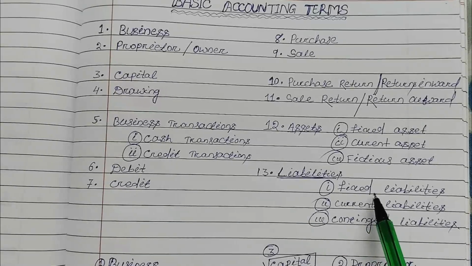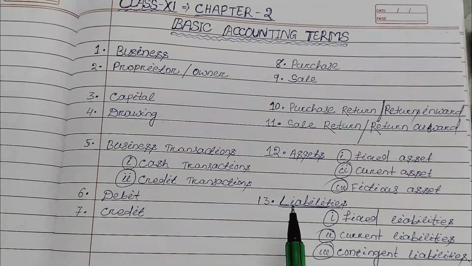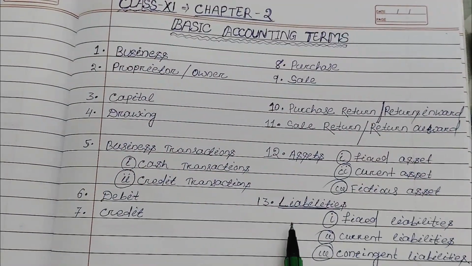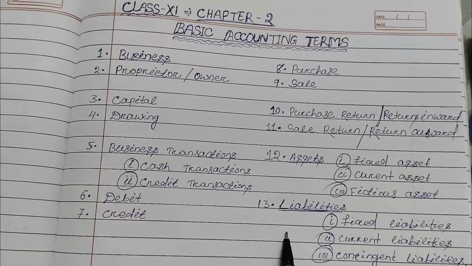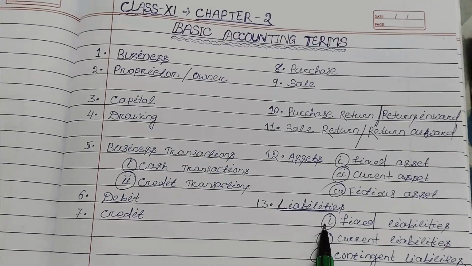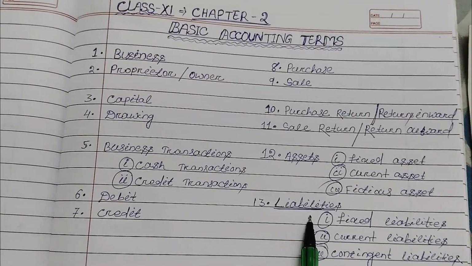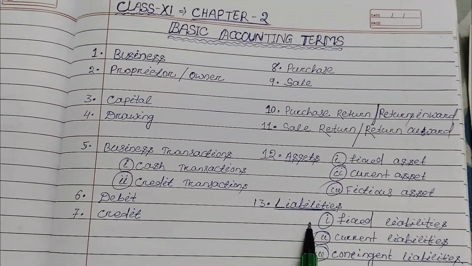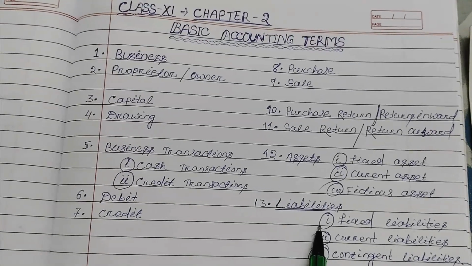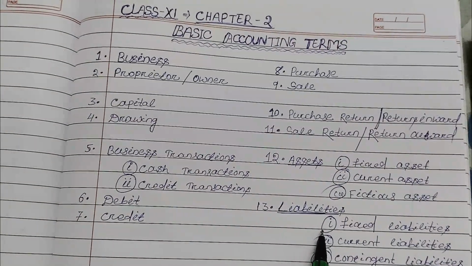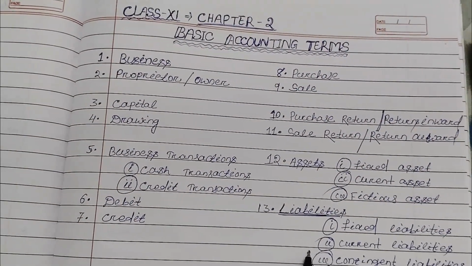After that, coming to liabilities. Liabilities are something valuable that a business owes, loans it has to pay in future. Liabilities are divided into three types: fixed liabilities, current liabilities, contingent liabilities. What is fixed liabilities? A fixed liability is a type of debt, bonds, mortgage, and loans that are payable over a term exceeding 1 year, like debenture, mortgage, long term loans, etc.